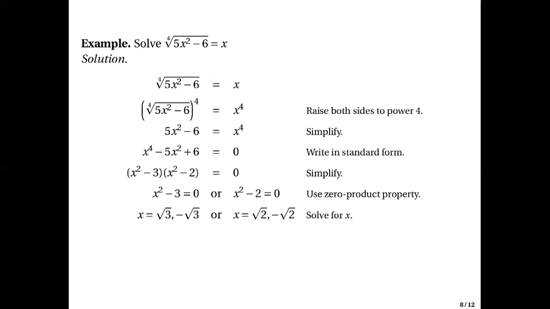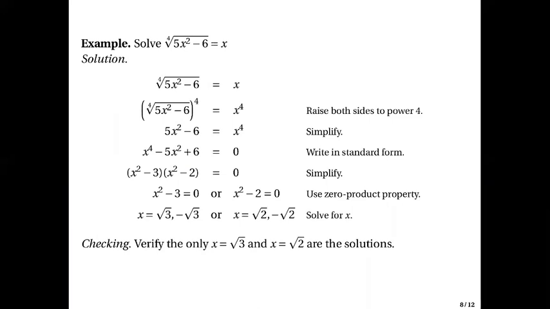Okay? And therefore, if you try to verify, the only solutions will be square root of 3 and square root of 2. These negatives here, they are not solutions. So try to verify that.